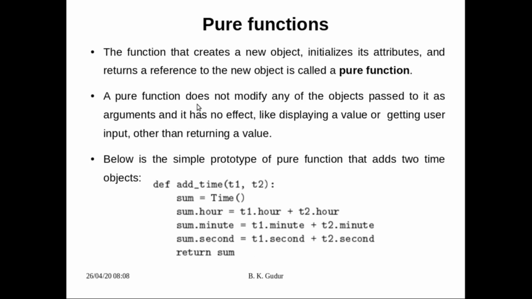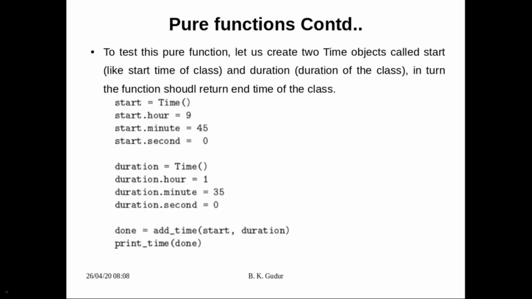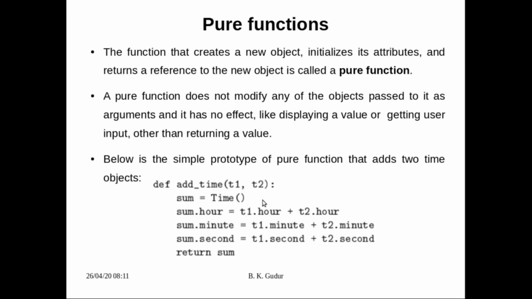After initializing its attributes, it is going to return the sum. Look at this, it will not modify anything. What it does is it has created a new object, initialized its attributes, and it is going to return a reference to that particular object. So such a function, where it creates a new object, initializes the attributes and returns the reference to the newly created object, is called a pure function. But remember, a pure function will not modify any of the objects which are passed to it. Here t1 and t2 are not modified in this function. The only thing is that t1 and t2 are accessed to create some object.